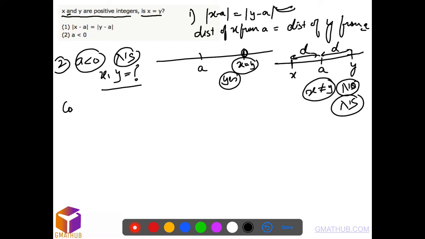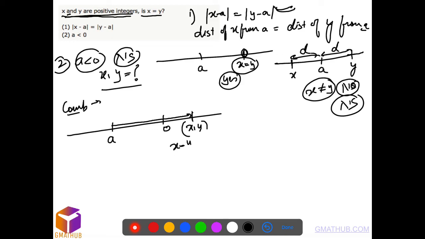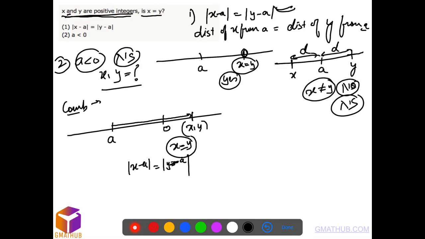If we combine the two, this is 0, this is a. Now x and y should be positive. So if x and y both are on the same side of a, to the right of a, so x will be equal to y, and distance of x from a will be equal to distance of y from a. So this can be satisfied. This case will satisfy both the statements, statement 2, statement 1, and the question itself.